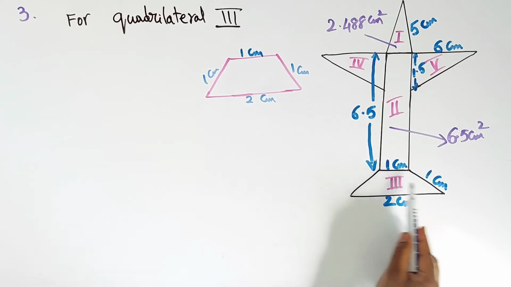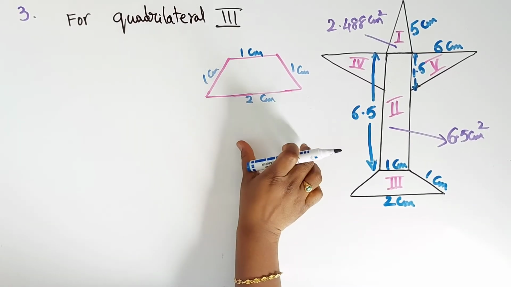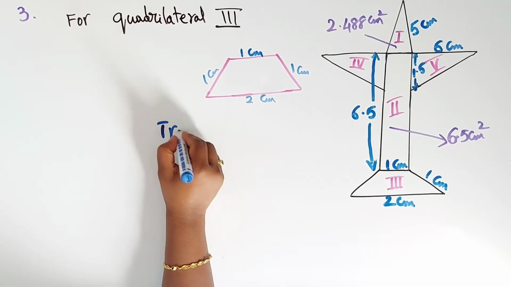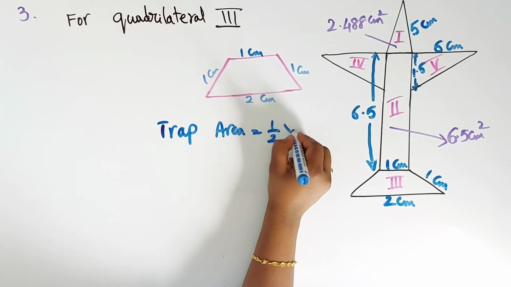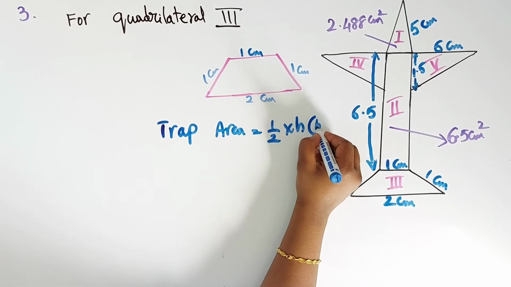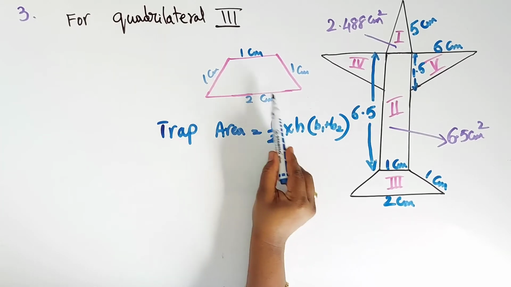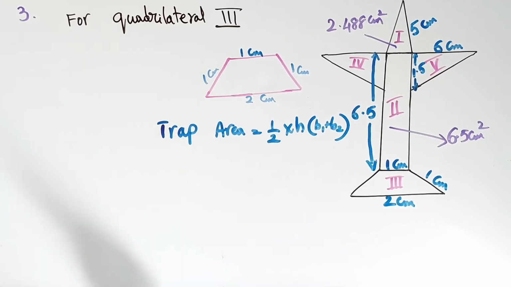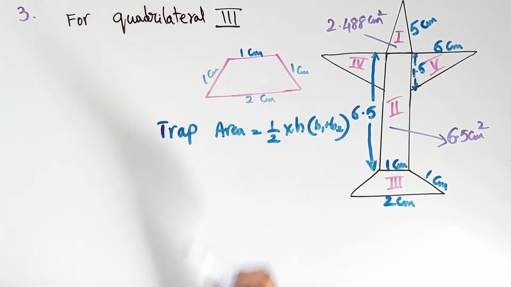Therefore, this part's area is equal to 6.5 centimeters square, children. Now this is part 3, children. It is a quadrilateral. Now this looks like a trapezium. Right, children? So what is the trapezium area? Half into height into B1 plus B2, children. That means base 1 plus base 2. Here base 1 and base 2 we know, but we don't know the height, children. Height means the perpendicular height of this trapezium. Right, children? Now we have to know the perpendicular distance, the perpendicular height of this trapezium.